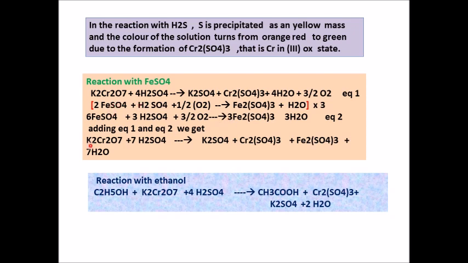What is the net reaction then? You are having K2Cr2O7 plus H2SO4, and you are getting here K2SO4 plus Cr2(SO4)3 plus Fe2(SO4)3 and water. Then K2Cr2O7 in acidified condition reacts with ethanol and oxidizes it to acetic acid. Chromium sulfate is obtained along with K2SO4.